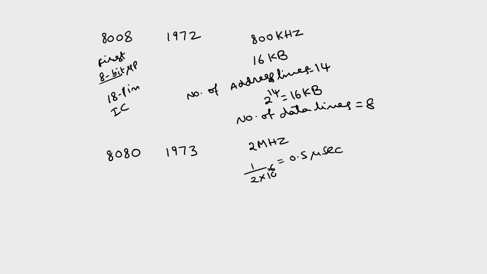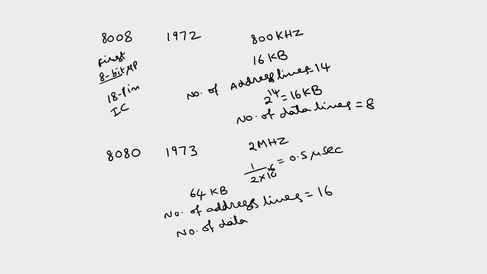Another difference is that here we have 16 kilobytes of memory only, whereas this can connect to 64 kilobytes of memory. That is, the number of address lines here is 16, so 2 raised to the power of 16 is 64 kilobytes. The number of data lines here is 8, because this is also 8-bit, same as the 8008. So, the major advantage is that the speed is more, as well as the memory capacity.